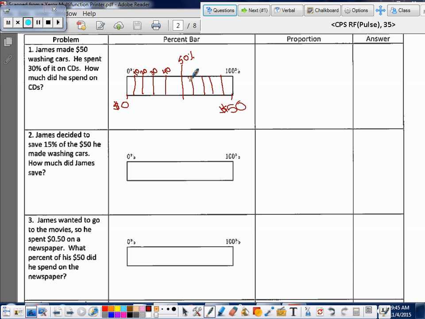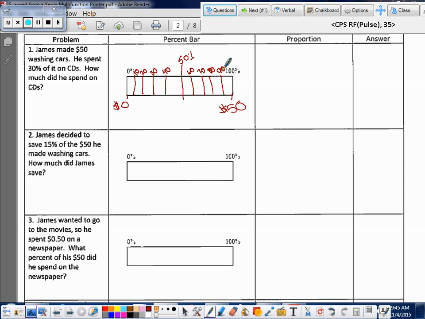50. If I had 6 bars, what percent would I have? 60. Abia, what do you think? If 5 bars is 50%, 6 bars is, what do you think? What's 6 times 10? 60%, very good. 7 bars would be 70%, 8 bars would be 80%, and 9 bars would be 90%. So how many bars total did I divide this into? 10 bars.